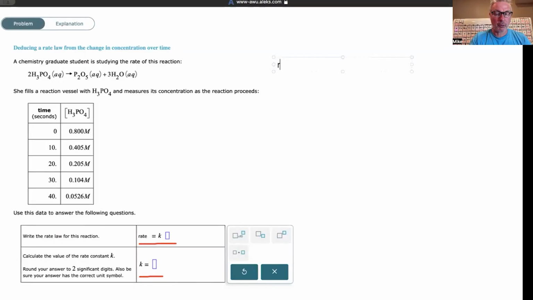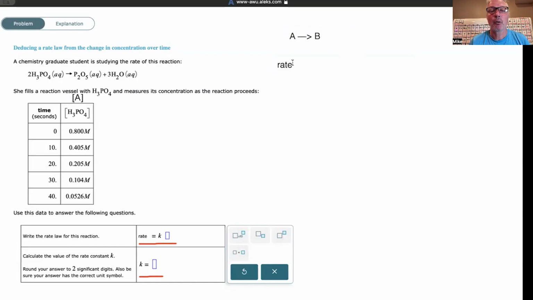What's zero order? Rate. And by the way, we'll save a lot of time if we just call phosphoric acid here, A, capital letter A, like we've been doing, as if the reaction is just A goes to make B, whatever the reactant is.